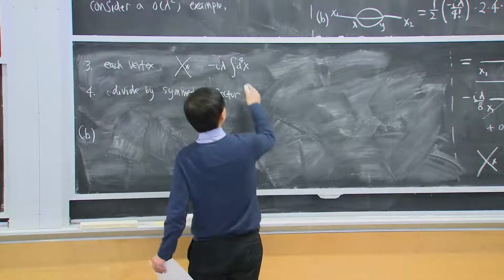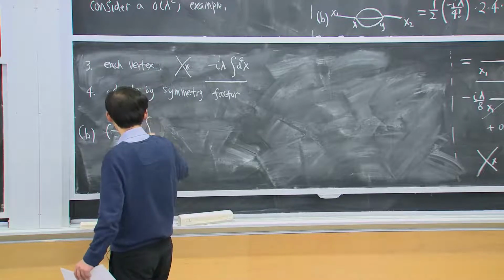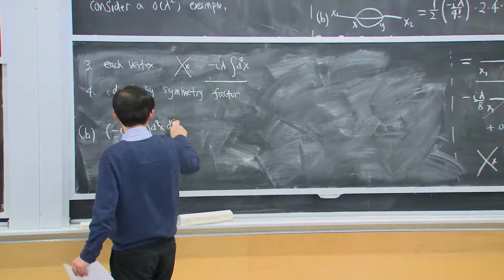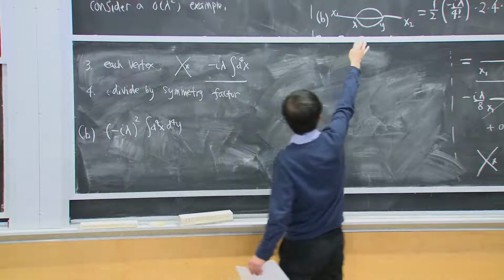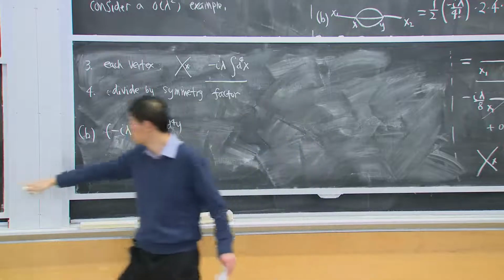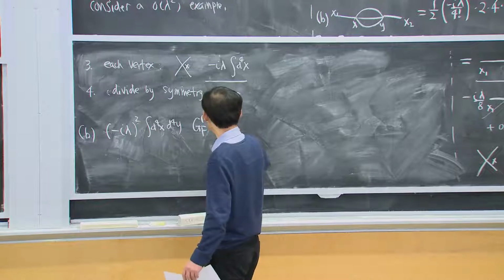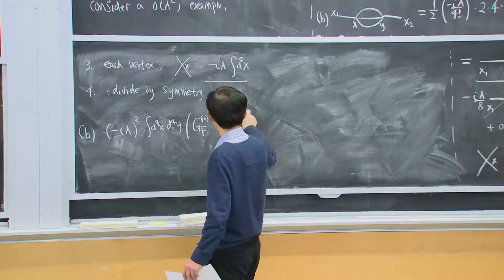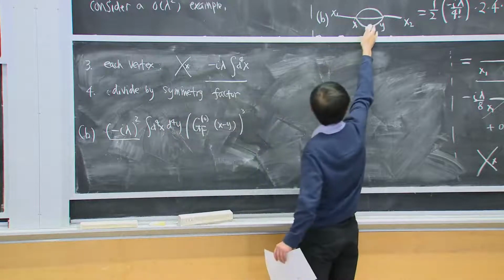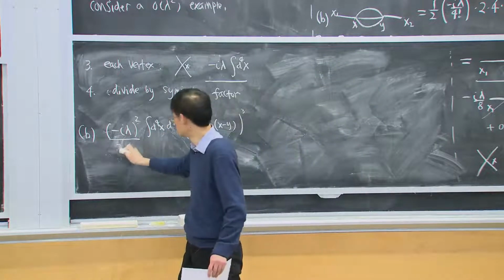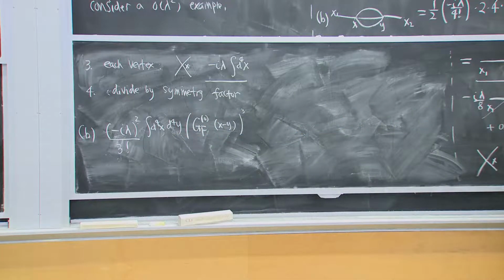So we have 2 vertices. Each vertex gives a factor of i lambda. Then you have d4x and d4y. And then for each propagator, we associate G_F^0(x minus y), cubed. And then finally, we divide by the symmetry factor because there are 3 permutations of them, so we divide by 3. So this is the analytic expression corresponding to that diagram.